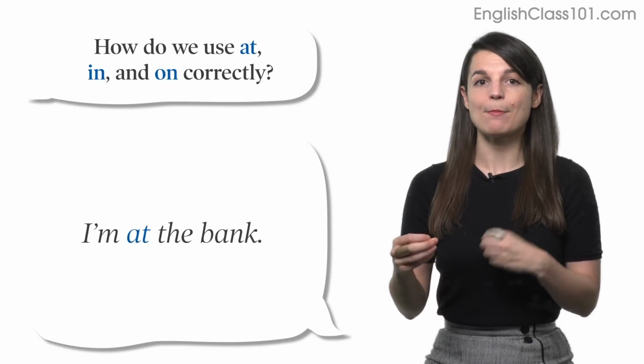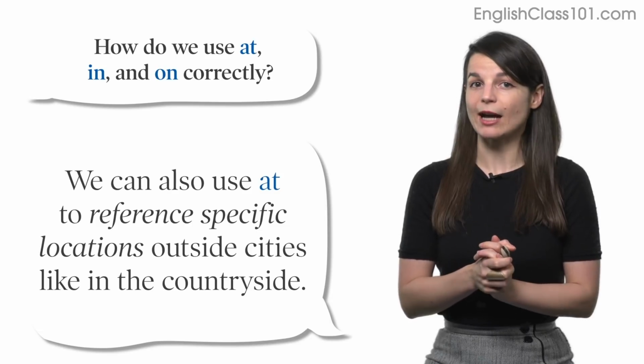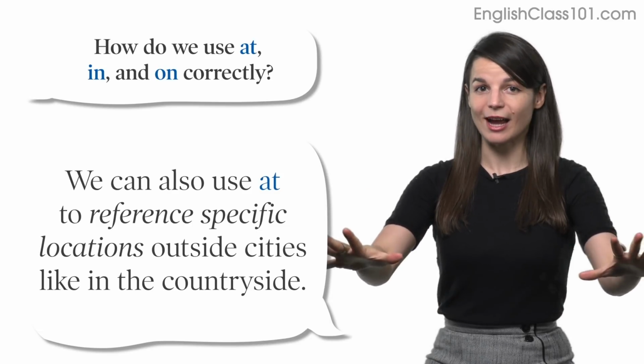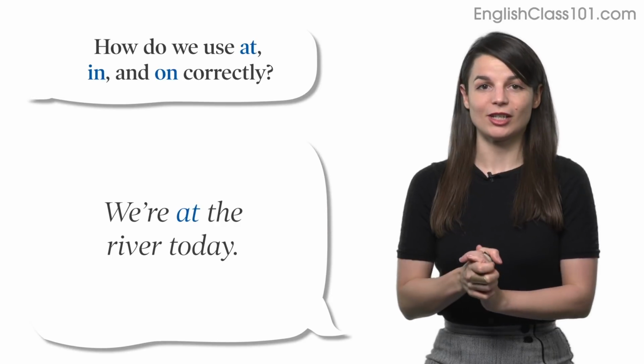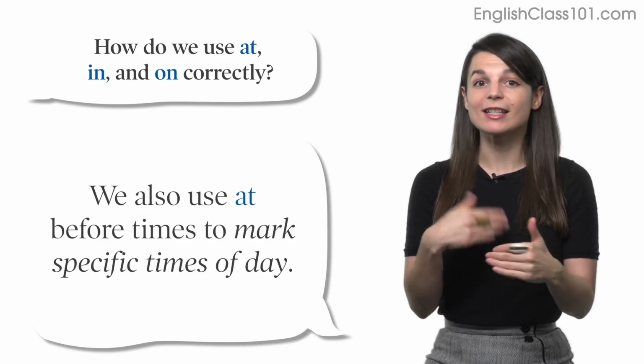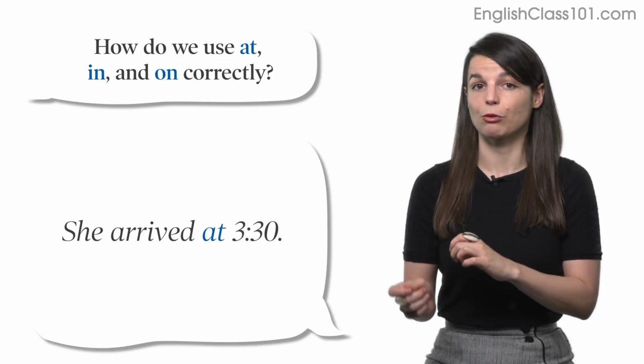So for example, I'm at the bank, or she's at the supermarket. We can also use at to refer to specific locations outside cities, like in the countryside, like we're at the river today. We also use at before times to mark specific times of day, like let's meet at 2 p.m. or she arrived at 3:30.